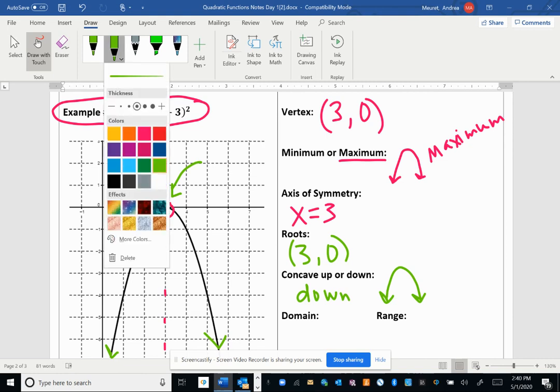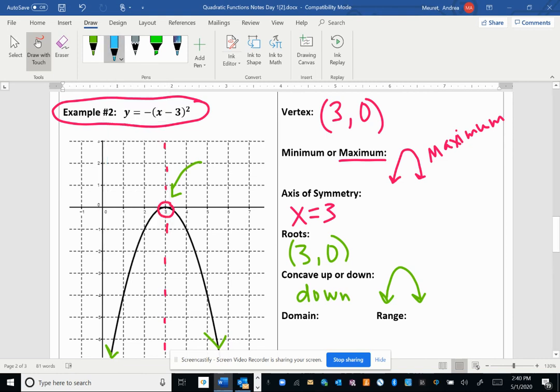Quadratic equations always have a domain of negative infinity to infinity. Now, for the range, the very bottom of the graph is pointing to negative infinity, and then this is the top. So the lowest value is negative infinity, and the largest value for y is 0. And those are the key features of these quadratics.